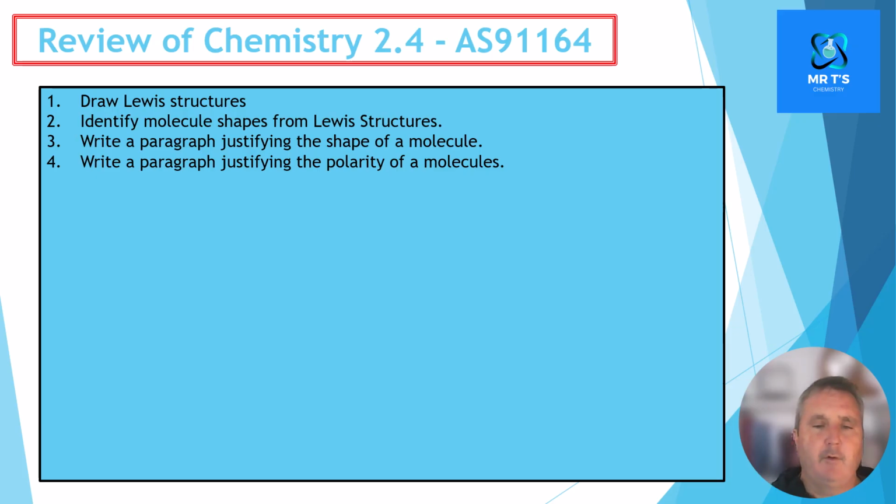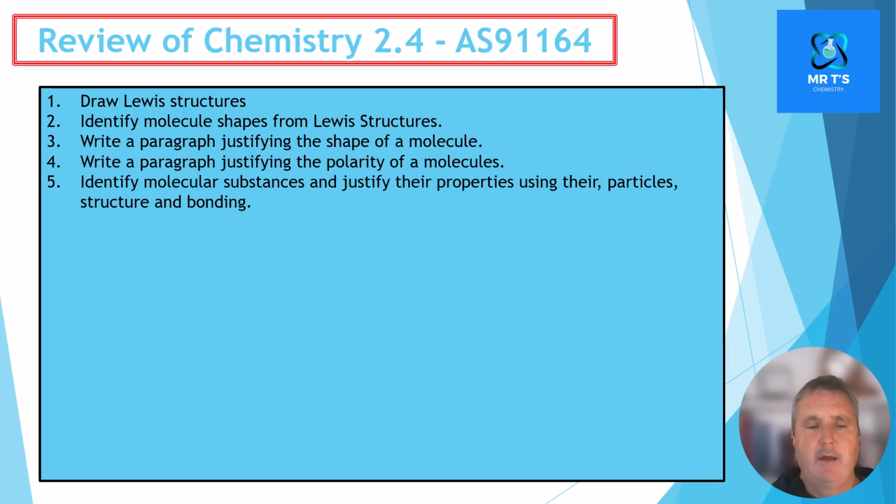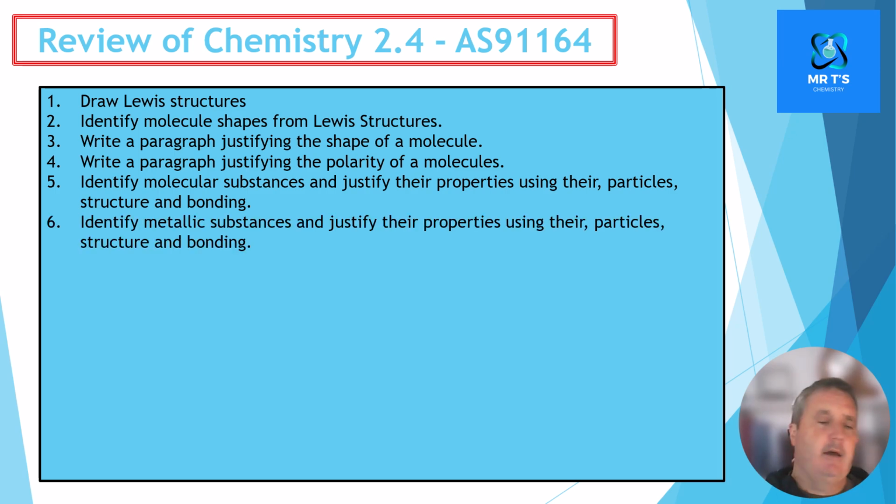Okay, so once we've done all of those four related topics, we're going to then look at molecular substances, the four different types of molecular substances, and we're going to justify their properties using their particles, their structure, and bonding. Now, the metallic substance is one of them that we're going to identify, and usually when we're talking about metallic substances, we'll justify its malleability, its ability to conduct electricity, and its melting point.